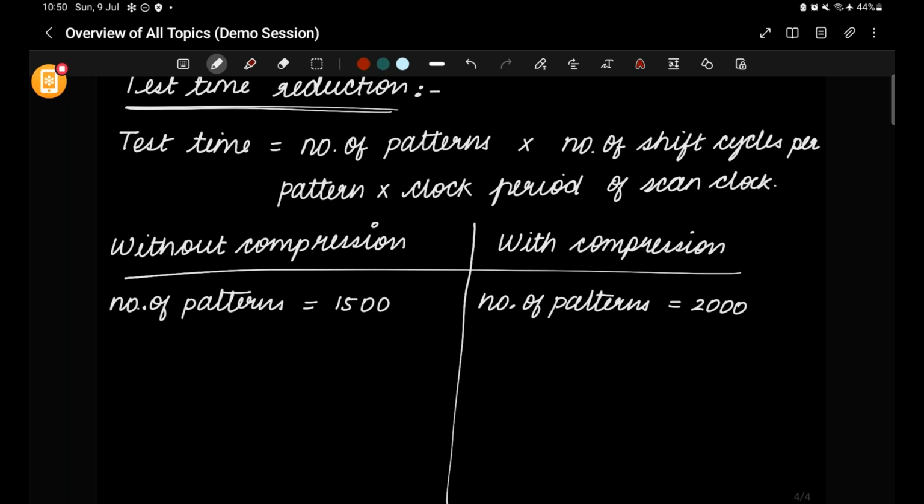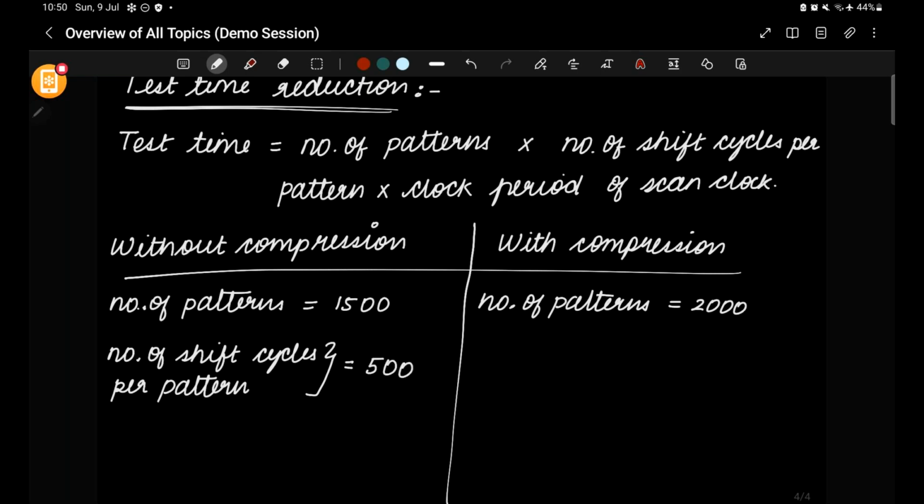So as of now, just remember that the number of patterns without compression will be less compared to the number of patterns with compression. The reason is fault aliasing. I'll be discussing that during the ATPG class. Then number of shift cycles per pattern: without compression, it will be more, and with compression, it will actually be less.